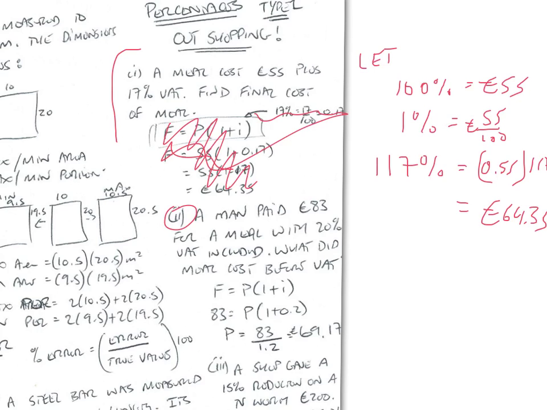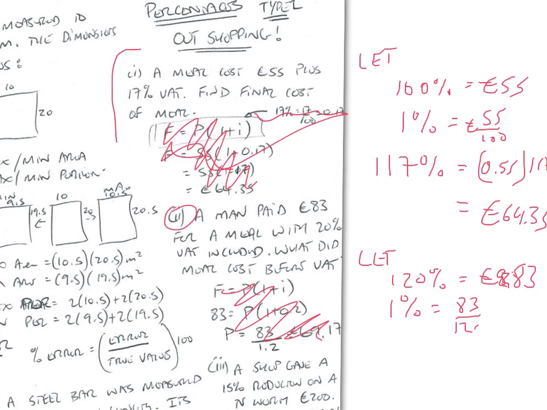Part 2. A man paid €83 for a meal with 20% VAT included. So I'm just going to scribble this out. Okay. What did the meal cost before VAT? Well, in this case, we'll use a similar method, but this time we'll see that €83 is 120%. So we'll let 120% equal €83. So therefore 1% will be 83 divided by 120.